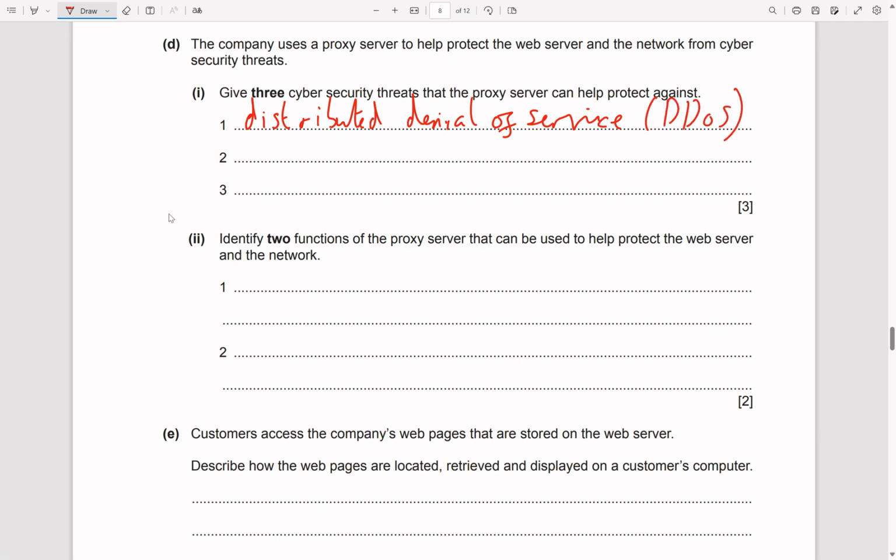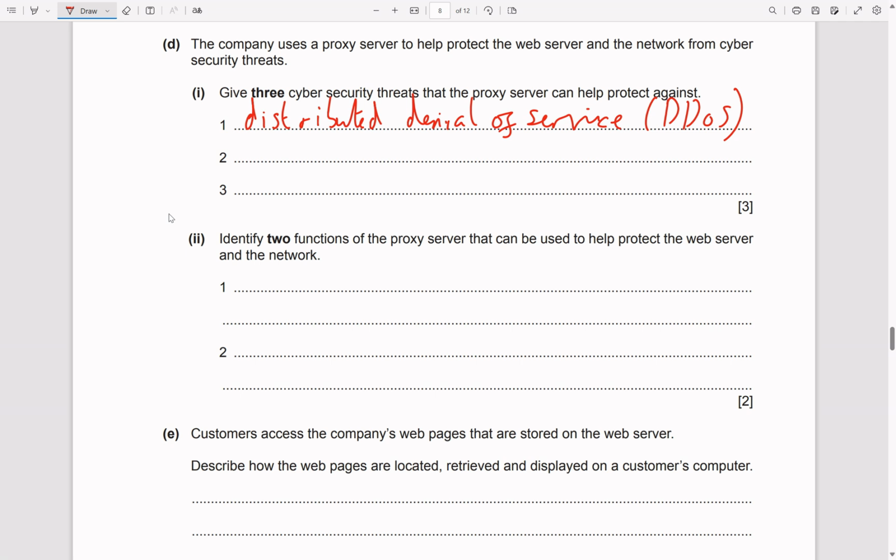The way it can do this is that it can look at the IP address of the request, and if it sees one IP address requesting thousands of resources per second, it can just block that IP address, because a legitimate user is not going to be making thousands of requests per second.